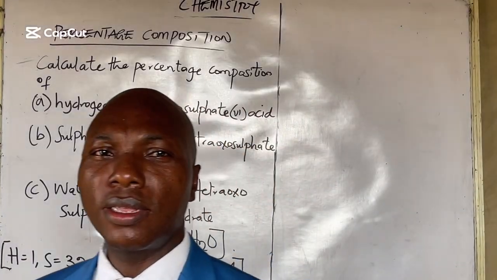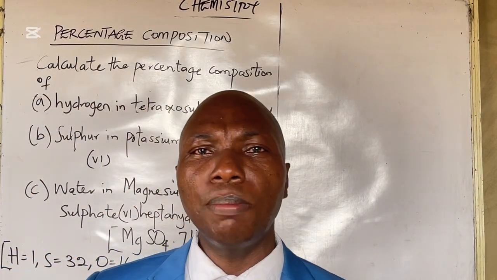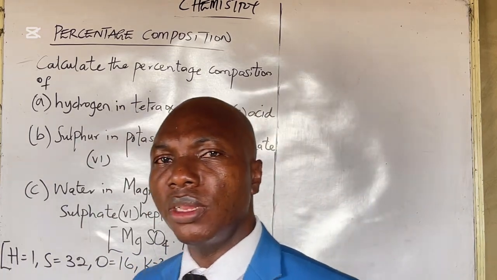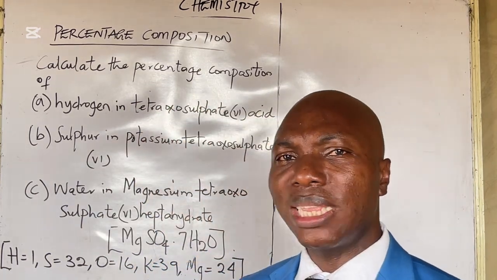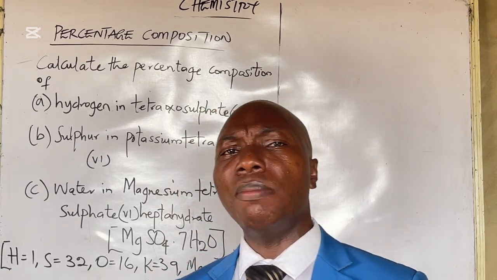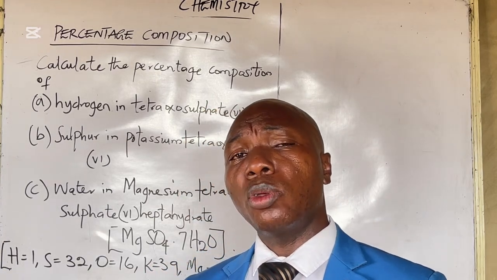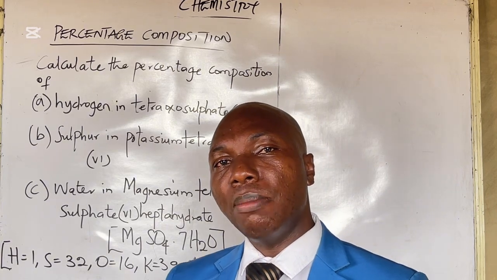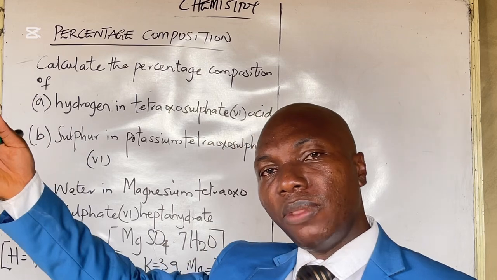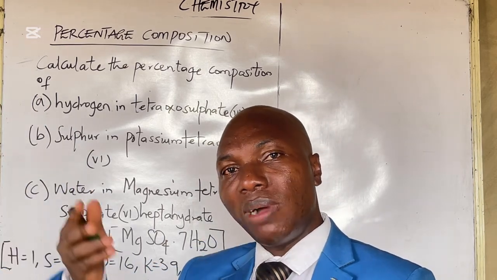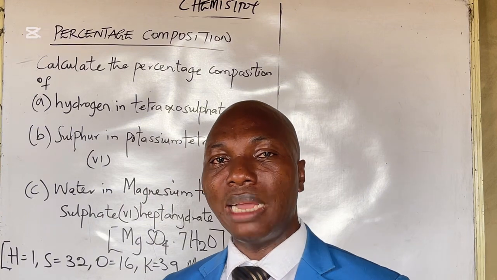Good day, class. In today's class, we'll be examining percentage composition in chemistry by solving the problem on the board. But before we start, how do we calculate percentage composition? The percentage composition of an element or a compound can be calculated as the mass of the element or substance in question over the relative molecular mass, times 100.